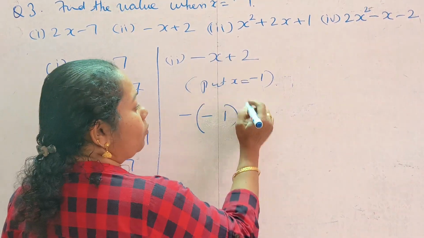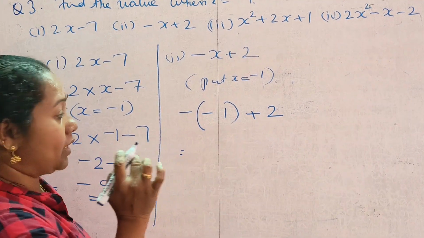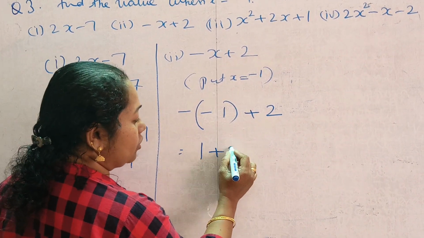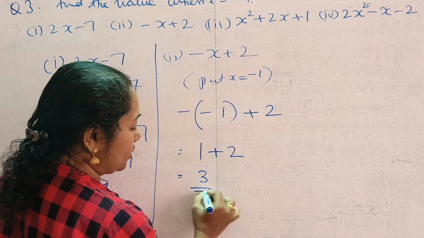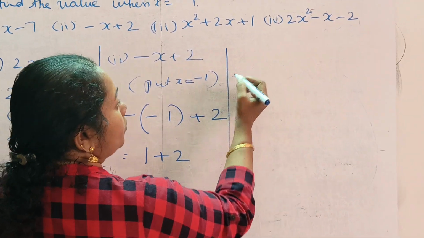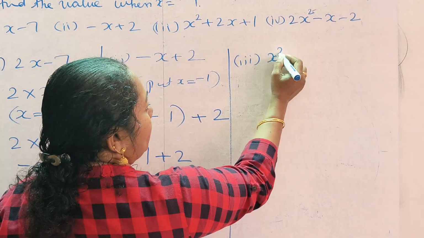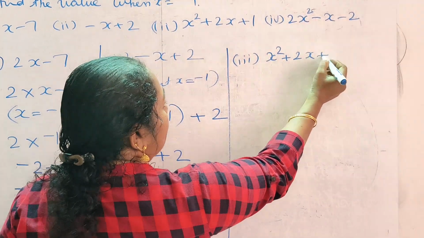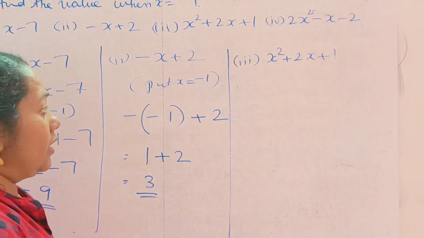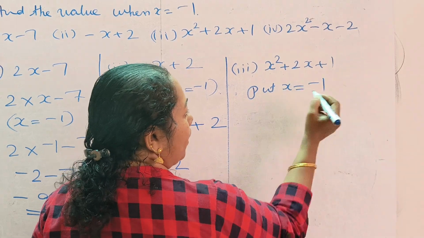Now this is done. Now plus 2. Now minus into minus is plus. So 1 plus 2. 1 plus 2 is 3. Okay. Now question number 3. x squared plus 2x plus 1. Here also we have to put x is equal to minus 1.